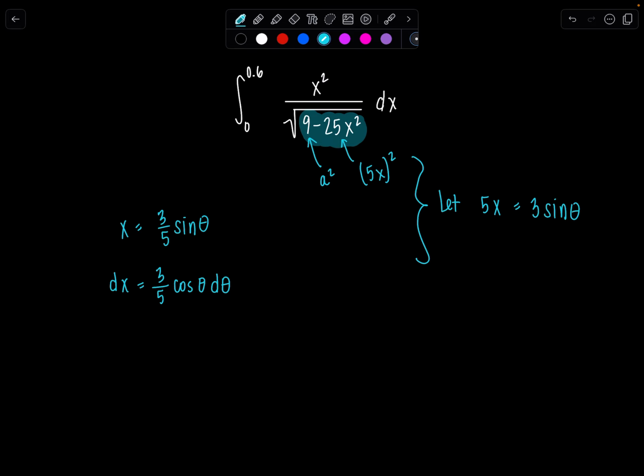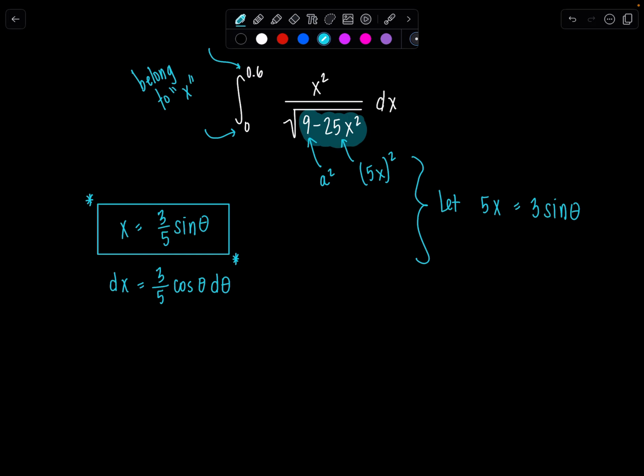And this is different than u sub. So remember, these limits currently, 0.6 and 0, they belong to which variable? These belong to the variable of the integral. They belong to x. They're in terms of x. So when I'm trying to figure out how to write them in terms of theta, I need to plug them in right here where we make that substitution, but plug them in for x.